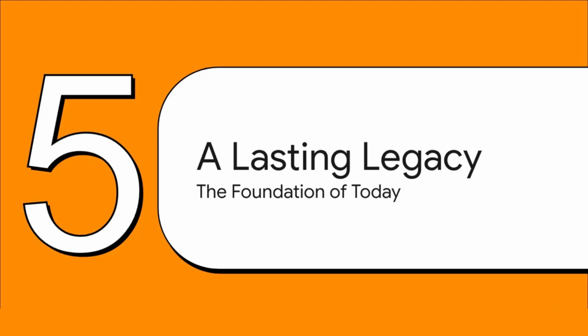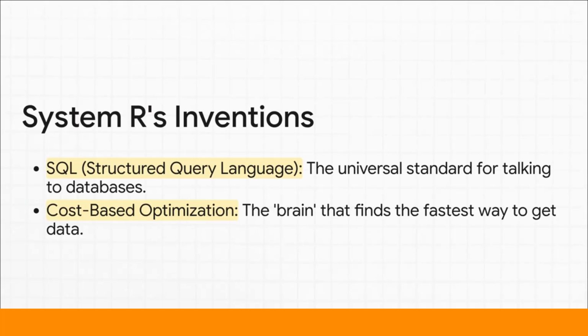So, it sounds like IBM just lost the race. Plain and simple. But the story's actually a bit more complicated than that, because the work done during that frantic race by all three of those teams built the foundation for literally everything we use today. Here's the incredible irony. Even though IBM was slow to market, their System R research team invented two technologies that are absolutely essential today. The first was SQL, the structured query language. It's the standard, universal language we all use to talk to databases. The second was cost-based optimization. That's the brain inside the database that brilliantly figures out the fastest, most efficient way to answer your questions.